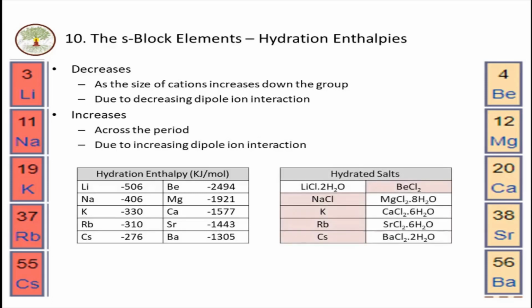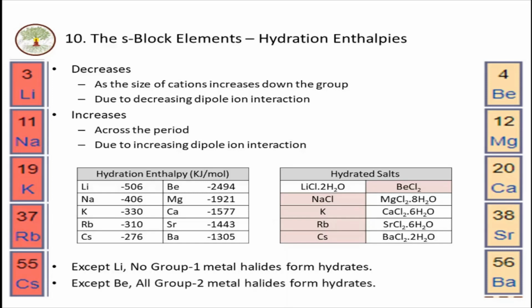It can be noted that among the halides of s block elements, only lithium halide from group 1 forms hydrates because the hydration enthalpy of other alkali metals are much lower. Whereas in group 2, only beryllium halide does not form hydrates, while all other metals form hydrates due to very high hydration enthalpies. Beryllium halide forms more stable polymer chain structures which resist hydrate formation.